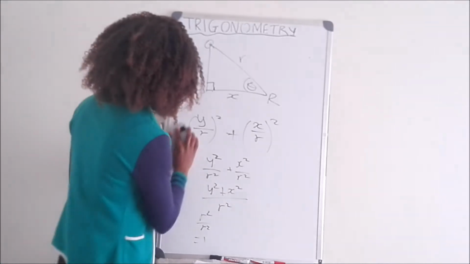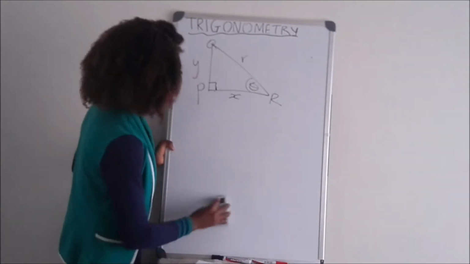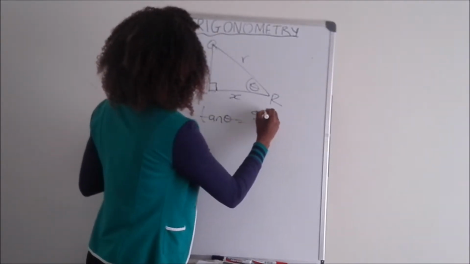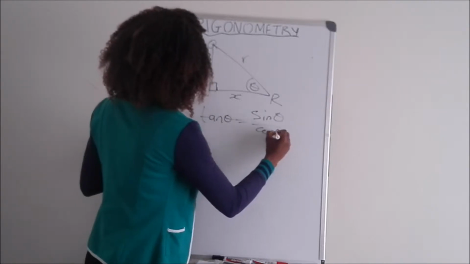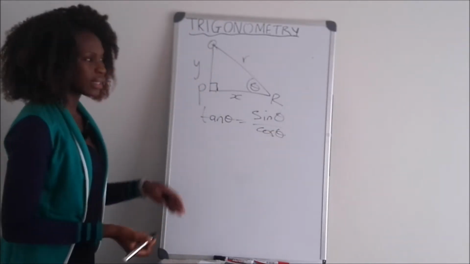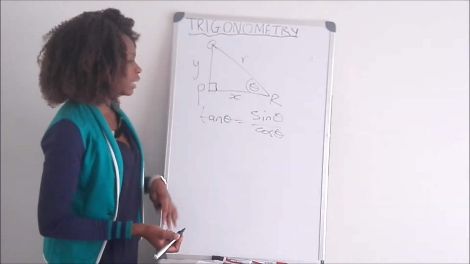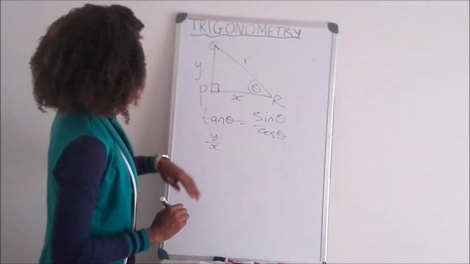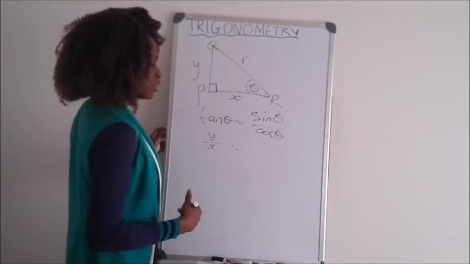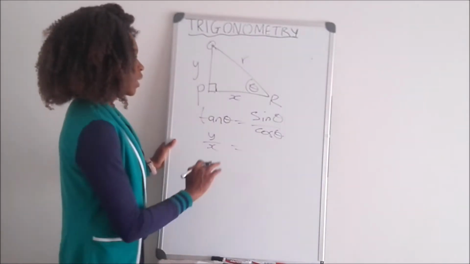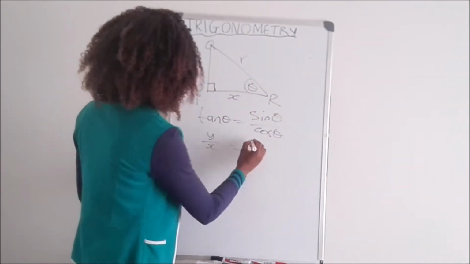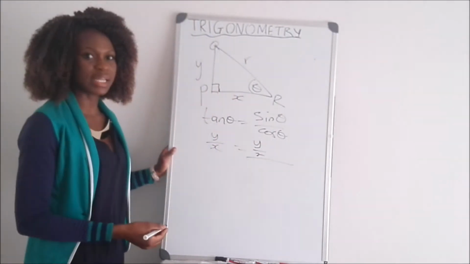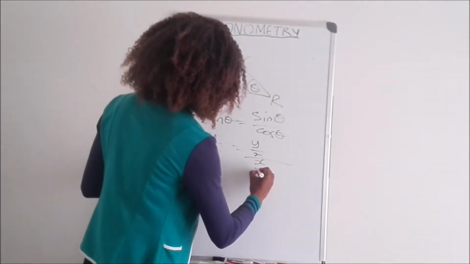Then for the second identity, which says tan theta is equal to sine theta divided by cos theta. Let's look at tan theta. From this triangle, tan theta is equal to the opposite over the adjacent, which is y divided by x. But let's prove it's equal to sine theta divided by cos theta. Sine theta is equal to the opposite, which is y, divided by the hypotenuse, which is r. And cos theta is equal to the adjacent over the hypotenuse, which is x over r as well.